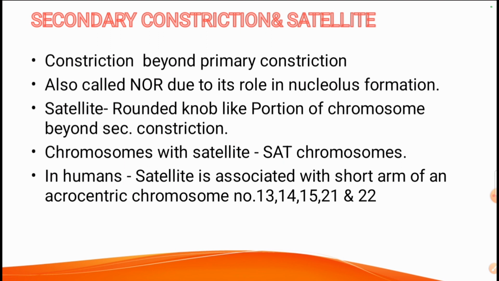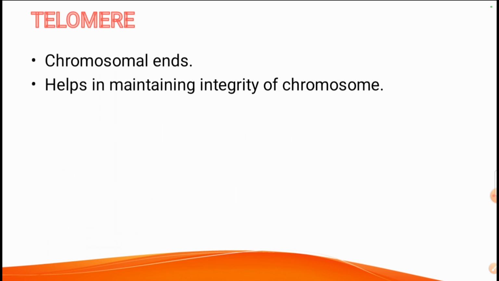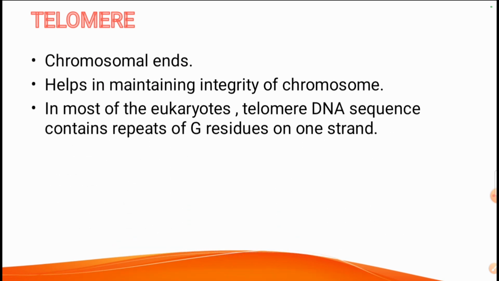Got it? Now come to the next part, the telomere. The telomere is the terminal end of the chromosome. So the end of the chromosome is called the telomere. What is its function? It helps in maintaining the integrity of the chromosome. In most eukaryotes, the telomere DNA sequence mostly contains repeats of guanine residues on one strand.